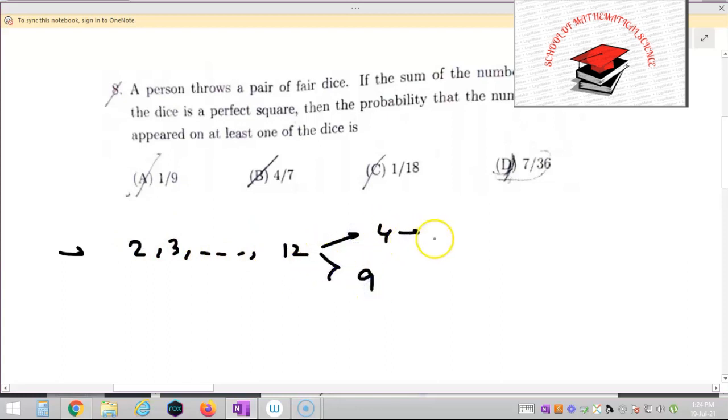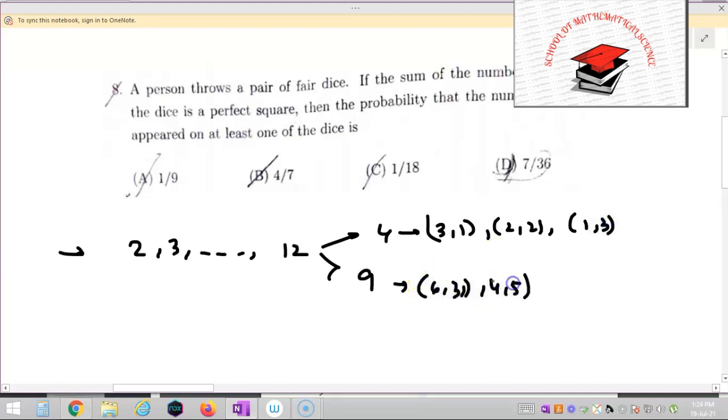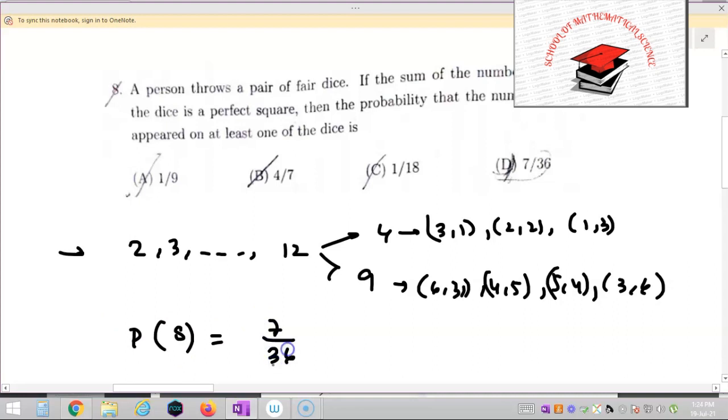So how many ways will you get 4? You will get 4 if you get 3 1, 2 2 and 1 3. And you will get 9 if you get 6 3, 4 5, 5 4 and 3 6. So there are 7 ways you will get a perfect square. I am writing S to denote the event of getting a perfect square. So probability of S is nothing but 7 upon 36.